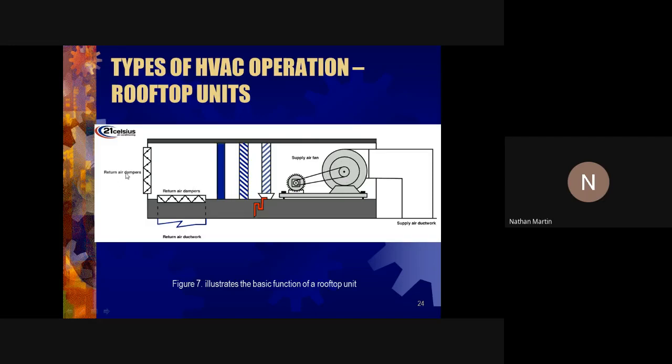We have our return air dampers, and we have our return air duct inside here. So basically, this is where the air will return from the space, right? So it's cooling the spaces underneath. So this is our return duct, right? And this is our supply. Good. So this is basically our typical configuration.